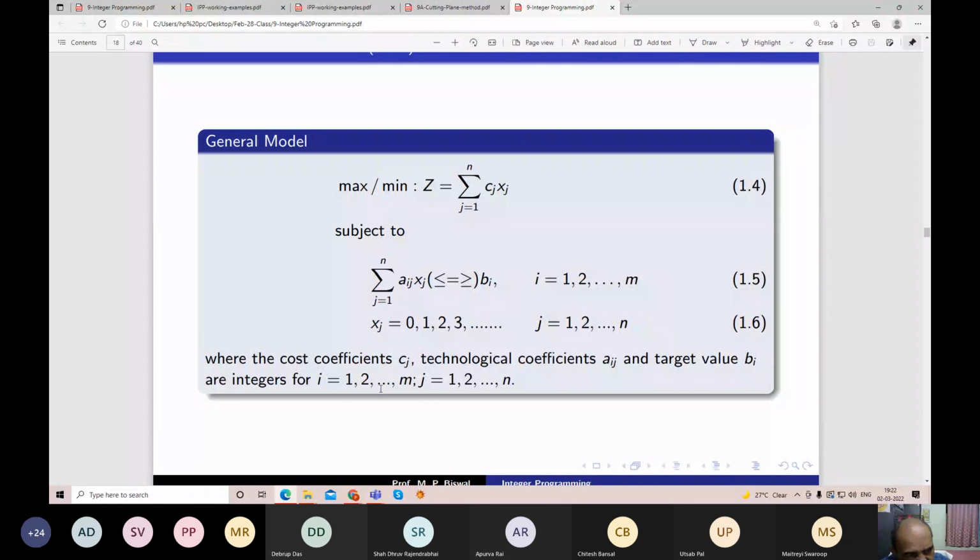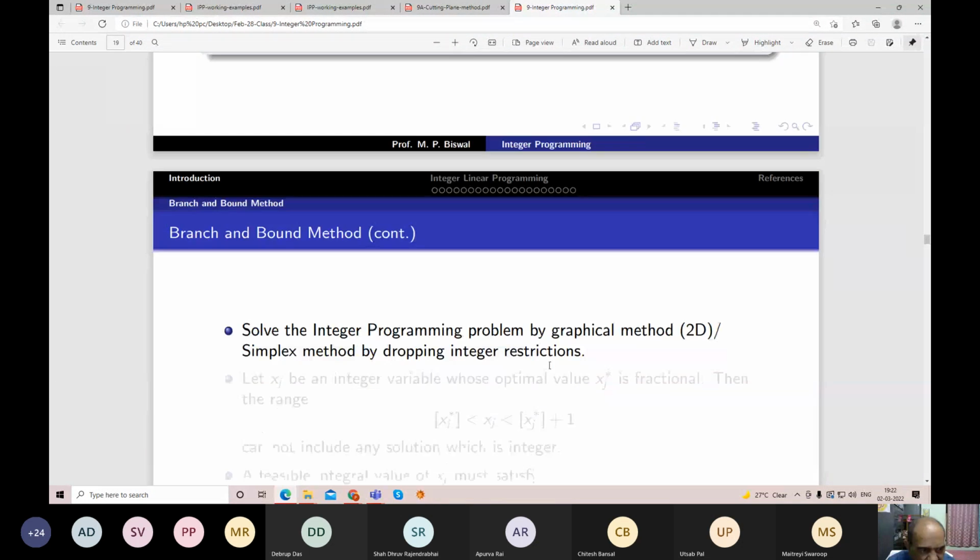Now, what should we do? The procedure is like this. Solve the integer programming problem, if it is a 2 variable problem, by the graphical method or by the simplex method, by dropping the integer restriction. Simplex method, see how many simplex methods are there? Who can tell me how many are there? Tell me how many simplex methods are there?